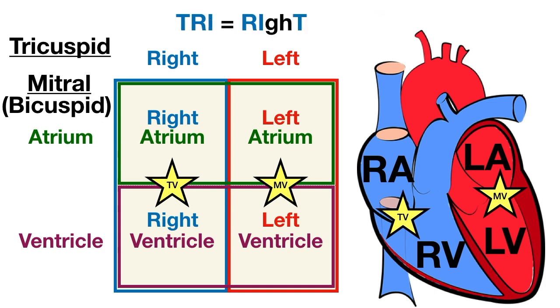The second trick is to take the word tri in tricuspid, and those 3 letters also appear in the word right, so this will help you remember that the tricuspid valve is located on the right side of the heart.